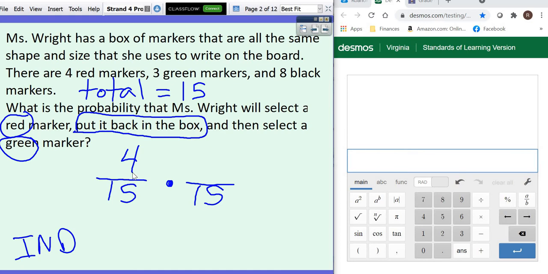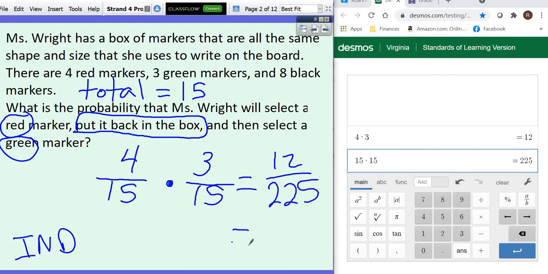Then she puts it back. How many chances does she have to get a green marker? Well, there are 3 of those. Then again, I'm going to use Desmos and just multiply my numerators, 4 times 3, which is 12. Then I'm going to go to my next line and multiply across the bottom. We had 15 times 15, so I'm multiplying my denominators. So that's 225.